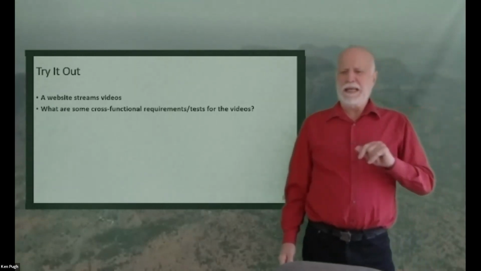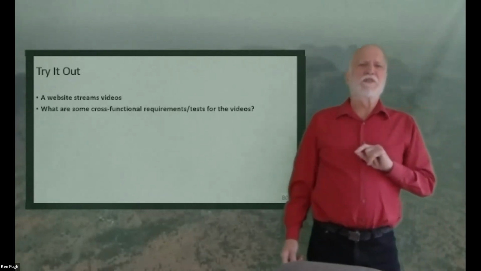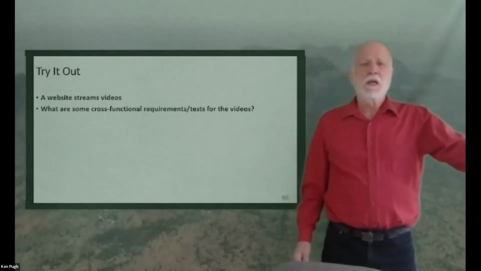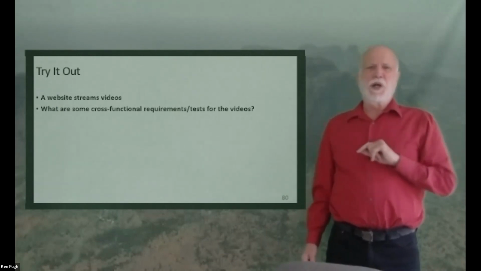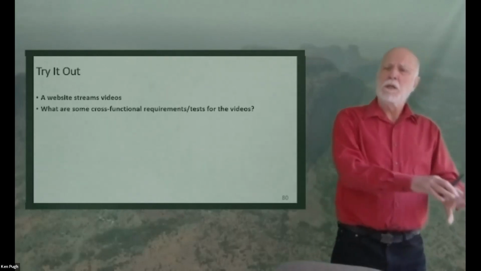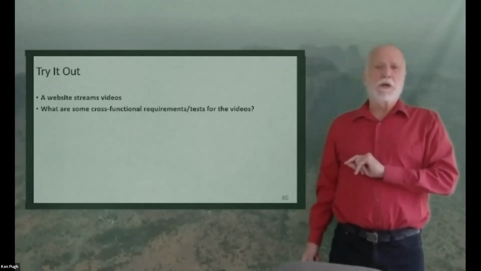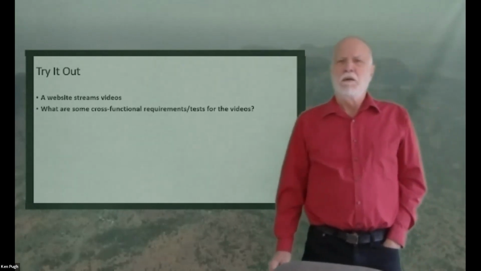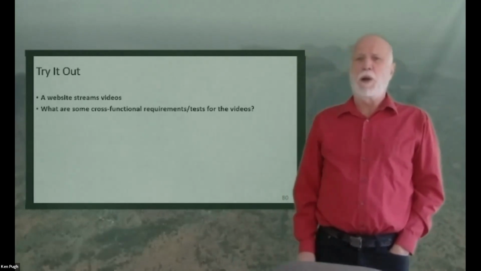But let's just do this as a group in the chat. We've got a website that streams video. You all watch videos. What are your cross-functional requirements or tests for the video? Just put it in the chat. This is a behavior, but it's a test of the cross-functional requirements. Does anybody have a requirement they'd like to have a video actually meet? Then it may not necessarily be specified as a given when then.